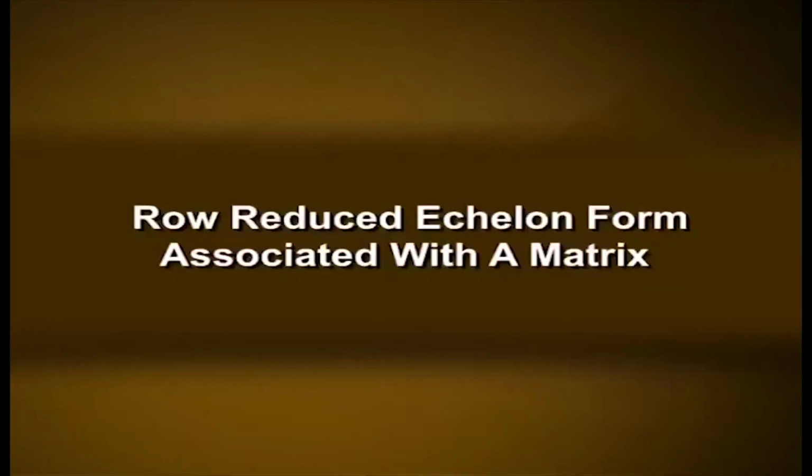Row reduced echelon form associated with a matrix. The row reduced echelon form of a matrix represents the simplest form to which a matrix can be reduced by elementary row operations. If the rank of a matrix A is R, then the row reduced echelon form to which A can be reduced is called a row reduced canonical form of A. Theorem. Let A be a non-zero matrix with rank R. Then the matrix C obtained from A by a finite sequence of elementary row transformations is said to be the row reduced canonical form of A if the following conditions are satisfied.